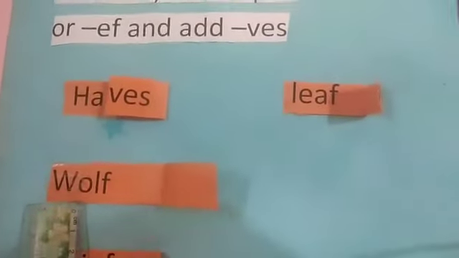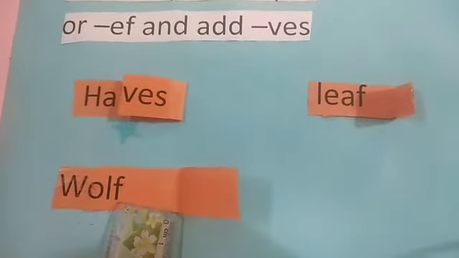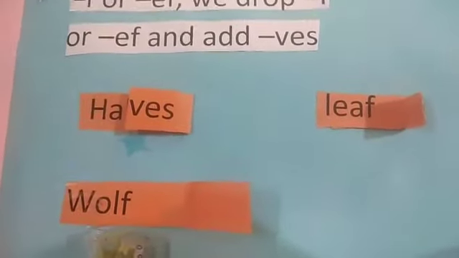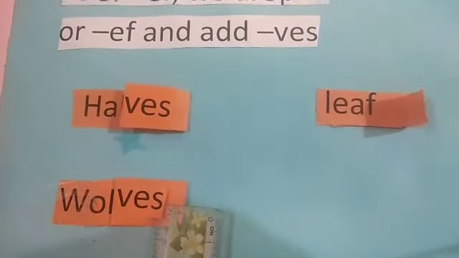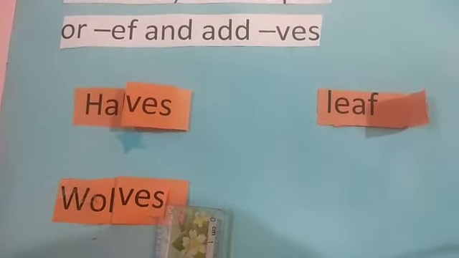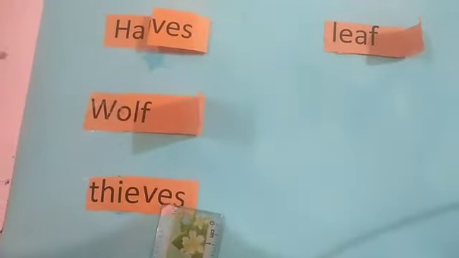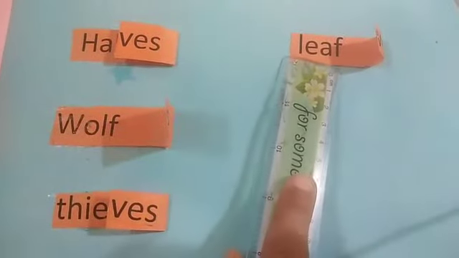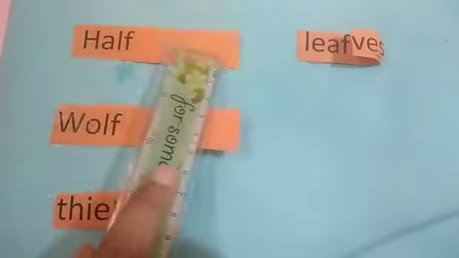The next one is wolf. Wolf is a singular noun and at the end you can see that there is an f. So when we make the plural of wolf, we add ves with it and it becomes wolves. Are you getting me, students? That's great. The next noun is thief. We will drop f and add ves, so it becomes thieves. Leaf. Leaves. So let's read one time more.